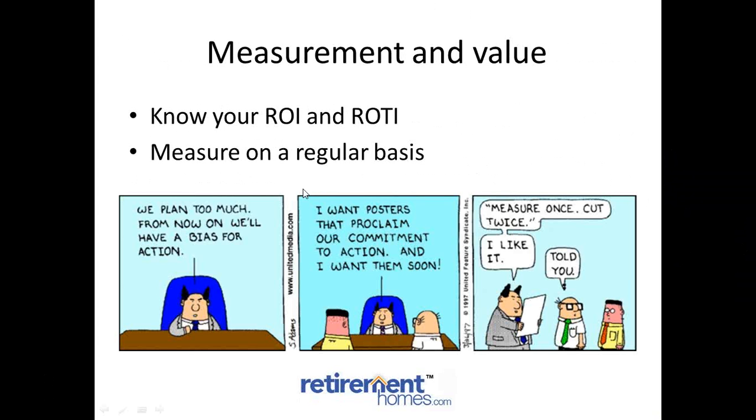And really, when I talk about measurement and value, this is a Dilbert cartoon here. The pointy-haired boss is saying, we plan too much. From now on, we'll have a bias for action. I want posters that proclaim our commitment to action. I want them soon. Measure once, cut twice. I like it. So obviously, that's a complete reverse of measure twice, cut once. Measure once and cut twice, he's saying here.